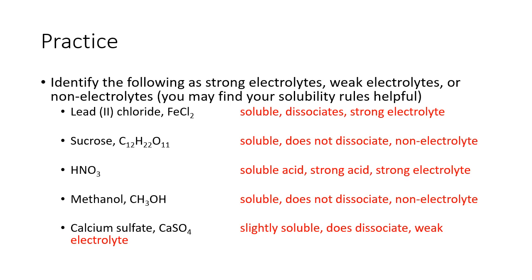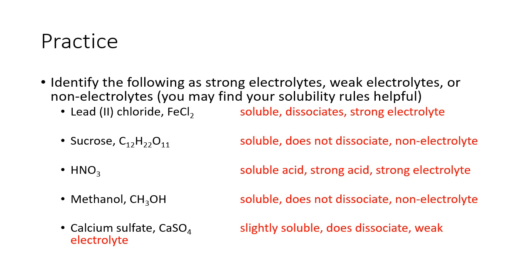Sucrose, or sugar, is soluble, does not dissociate. It does not have a carboxylic acid group. It does not have an NHX group. It is a non-electrolyte. Nitric acid is soluble and a strong acid, therefore it is a strong electrolyte. Any strong acid is going to be a strong electrolyte. Any strong base is going to be a strong electrolyte.